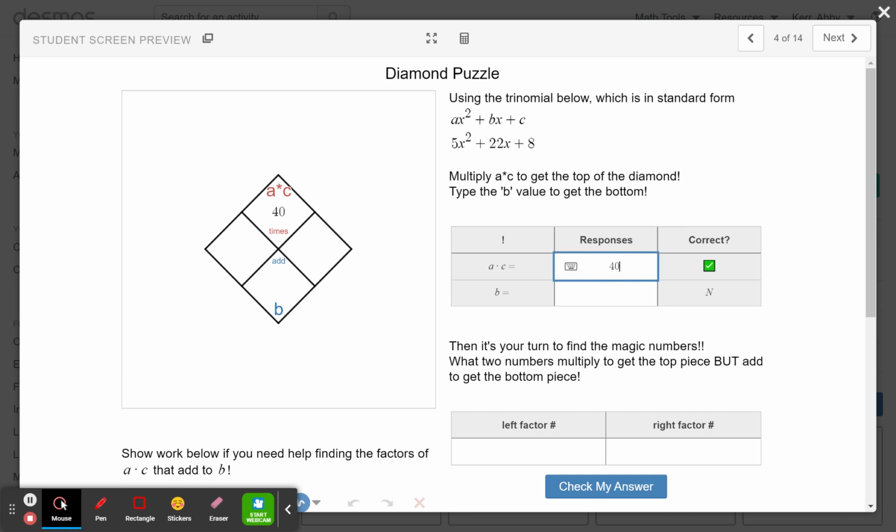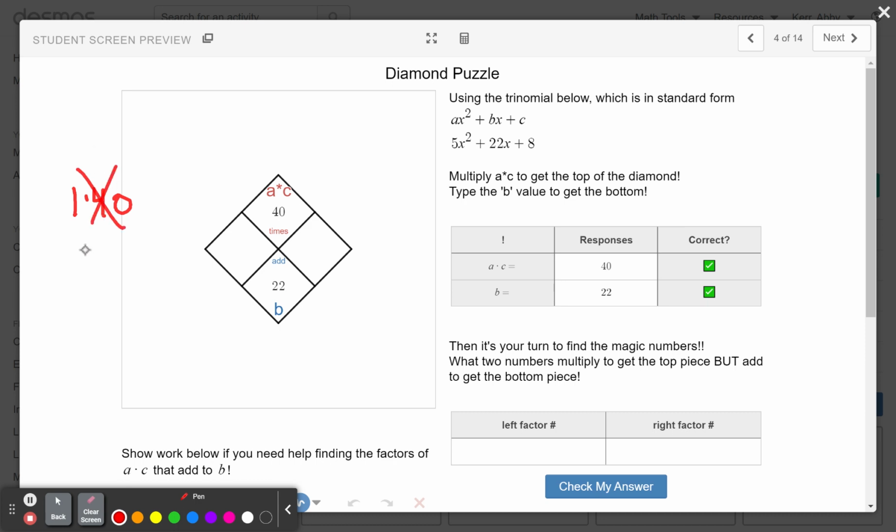8 times 5 is 40. Then we have 22. We can check 1 times 40 does not work because that gets us 41. 2 times 20, yes, that gets me 40, and it adds to get me 22. So those are my two numbers.